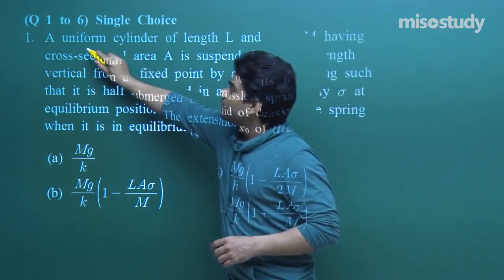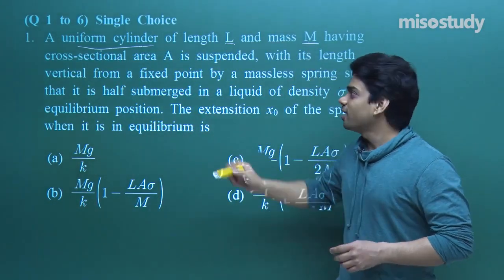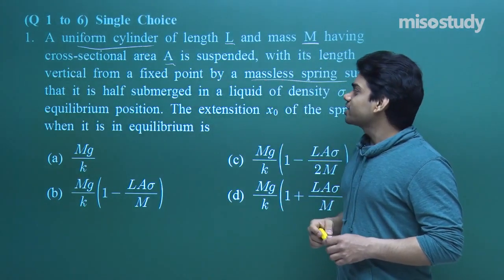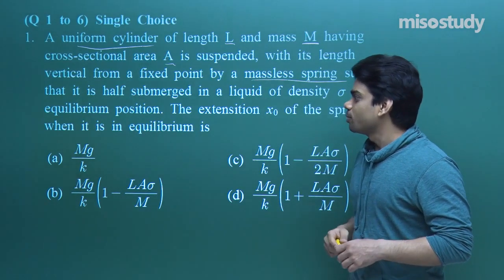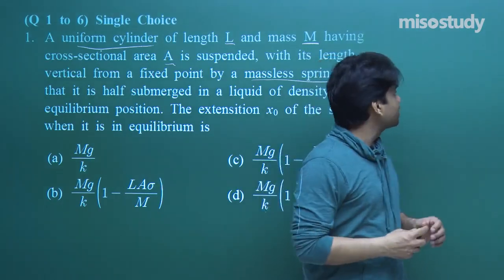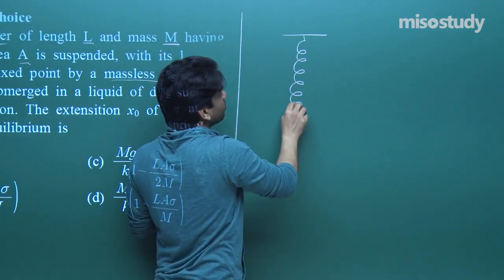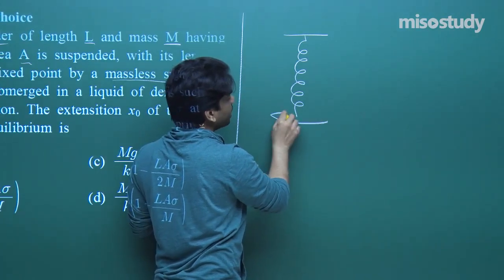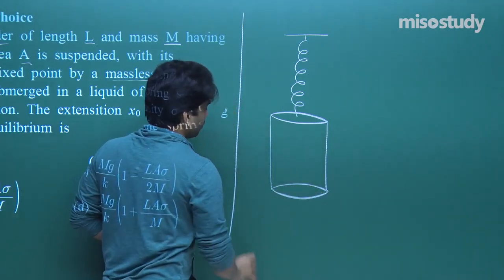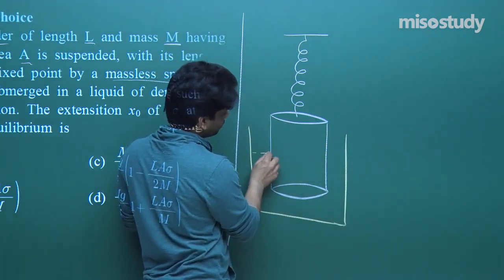See that it's a uniform cylinder of length L, mass M is given, having cross-sectional area A, suspended with its length vertical from a fixed point by a massless spring such that it is half submerged in a liquid of density sigma at equilibrium position. Now see the K that has been given, that is the spring constant K. Let me show you the scenario and how you should approach. You have a spring. With the help of this spring, you have suspended a cylinder, and this cylinder is half submerged in a liquid of density sigma.